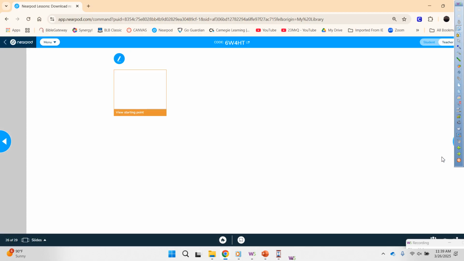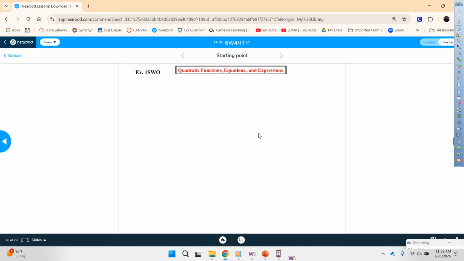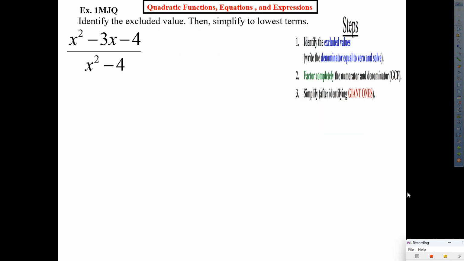All right, send me your notes, please. Example 1, Michael Jordan Q: x squared minus 3x minus 4 over x squared minus 4. Start by factoring each, top and bottom, find the giant 1, simplify, and then from there find the excluded values. I'll send you the screen so you can send me your notes after you check with your neighbor. Go.